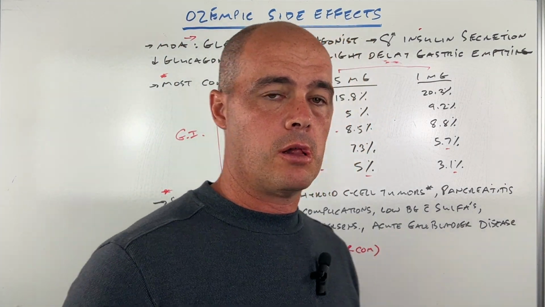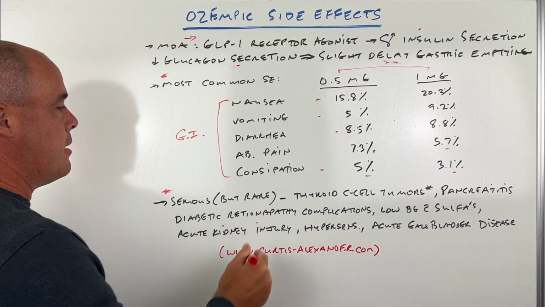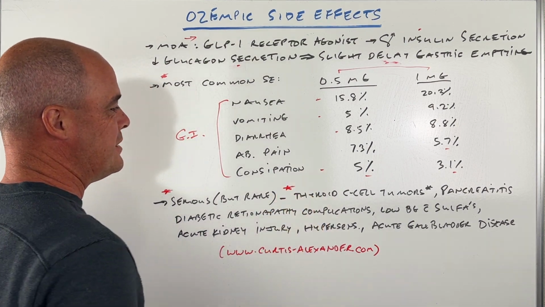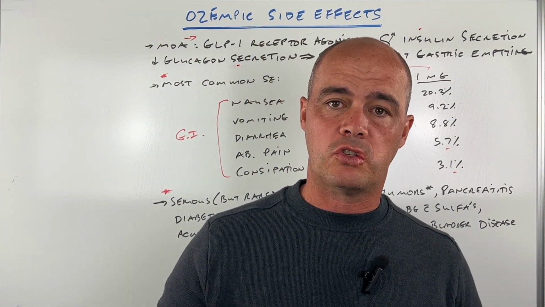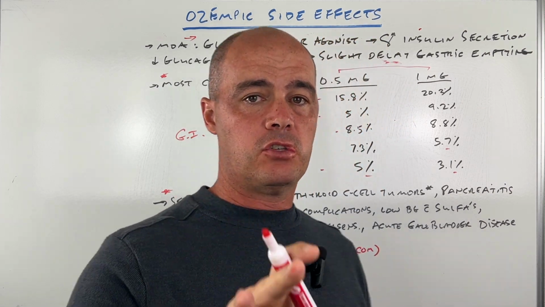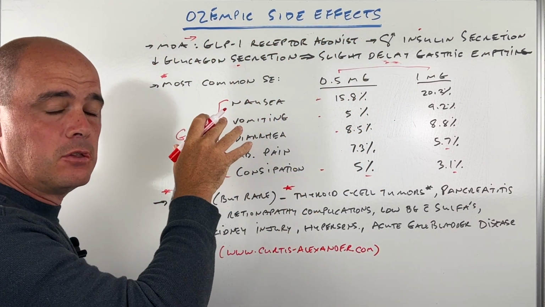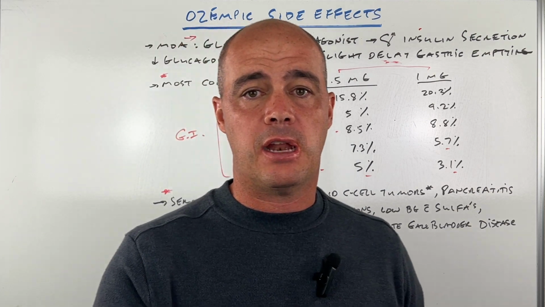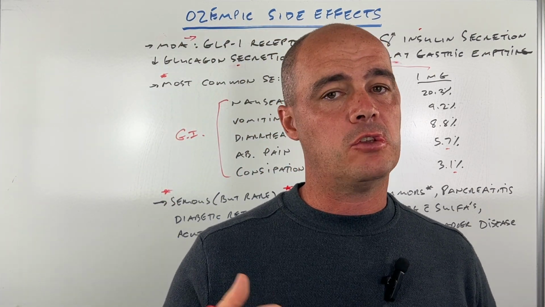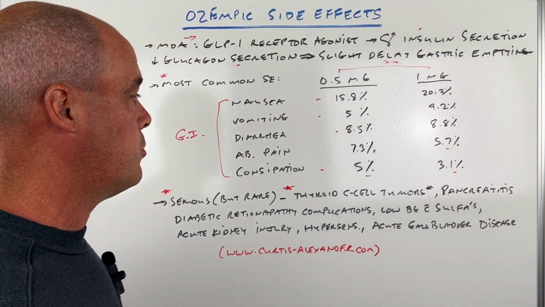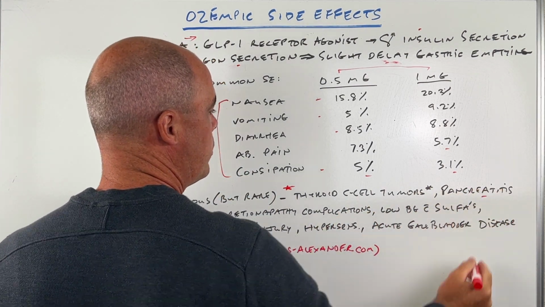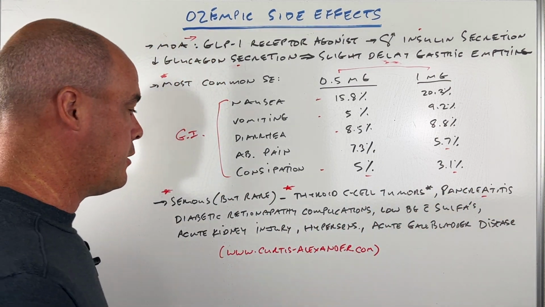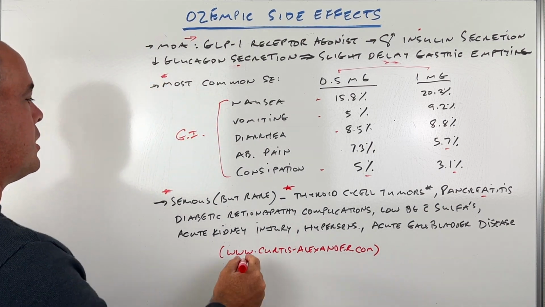Warnings, I prefer to call them, I guess, in this case. Big one is thyroid C-cell tumors. These are primarily seen in the rodent studies, although there have been similar medications that act in the same way as Ozempic that have been linked to this. So if you have any sort of thyroid tumors in the past, you want to be very careful, talk to your doctor about that. We can see inflammation of the pancreas as pancreatitis.